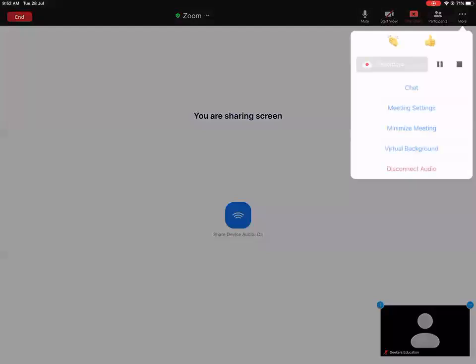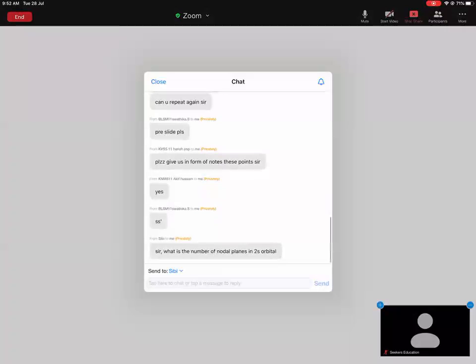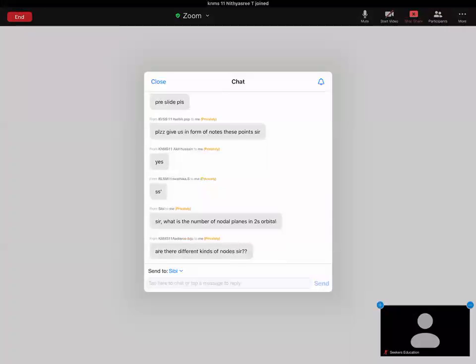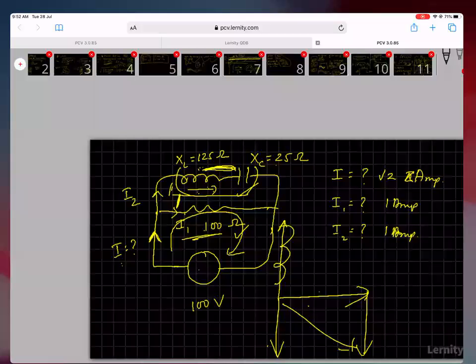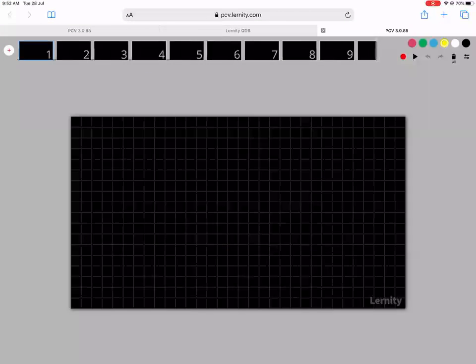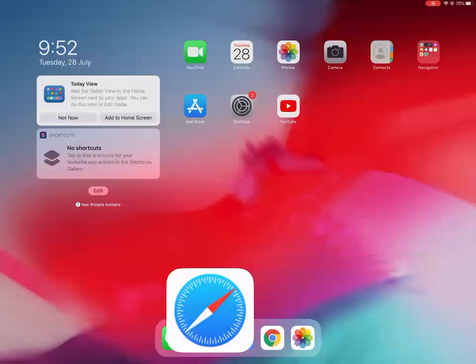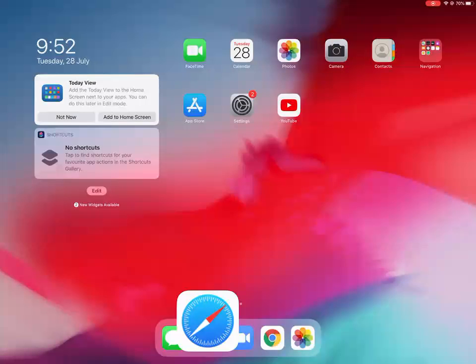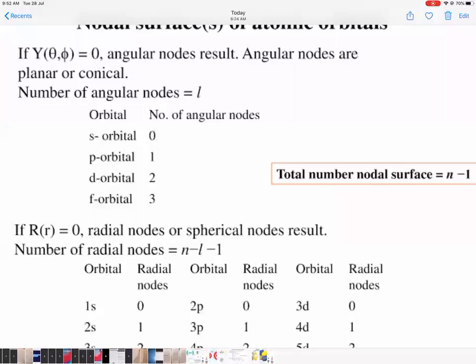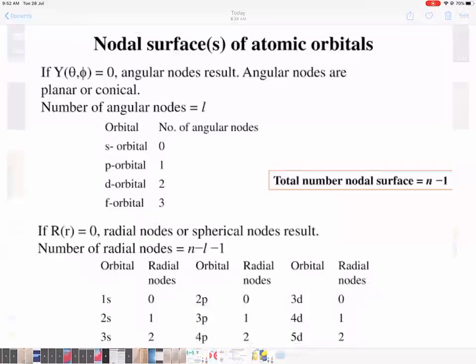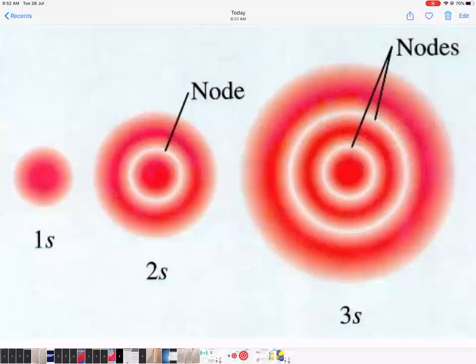Yeah, so the number of nodal planes in the 2s orbital is 1. Are there different kinds of nodes? First, write down a node. A node is a region in space where the probability of finding an electron is 0. Okay, then you make nodes. So the number of nodes in SPDF.